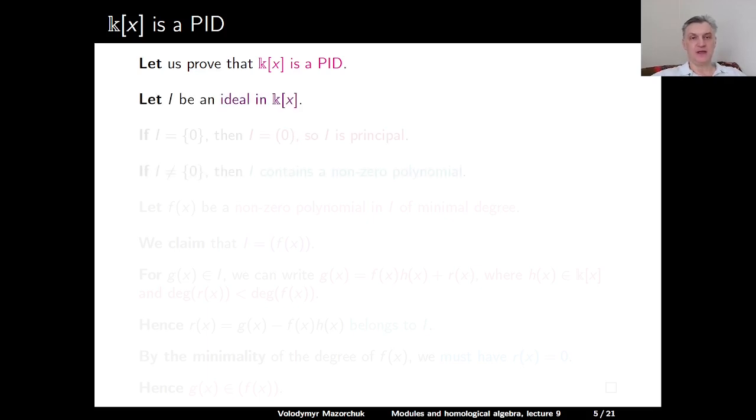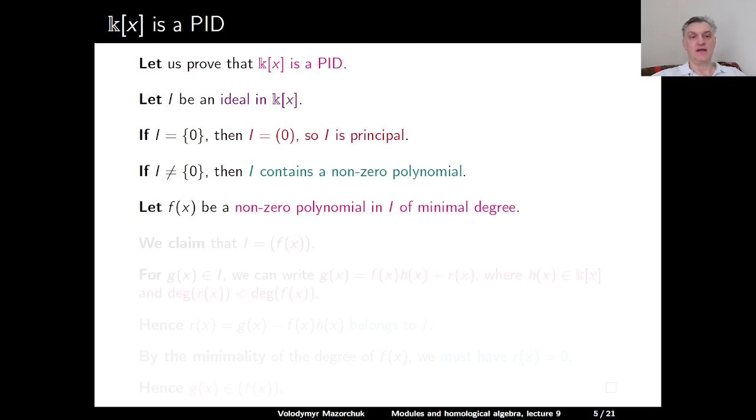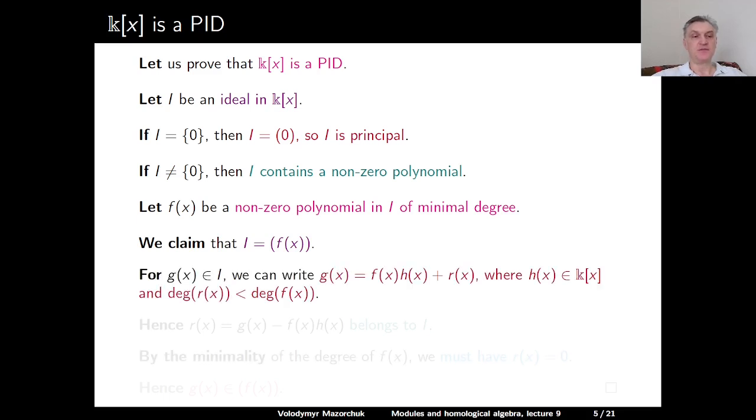Let I be an ideal in this polynomial ring. If I is 0, then it's the principal ideal generated by 0. If I is not 0, then it contains a non-zero polynomial, and let f(x) be a non-zero polynomial in the ideal I, which has minimal possible degree. We claim that I is the principal ideal generated by f(x).